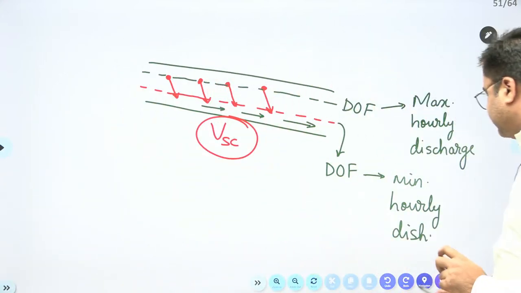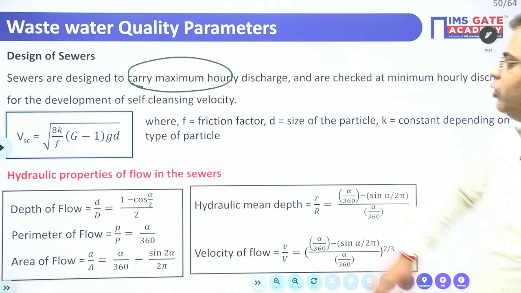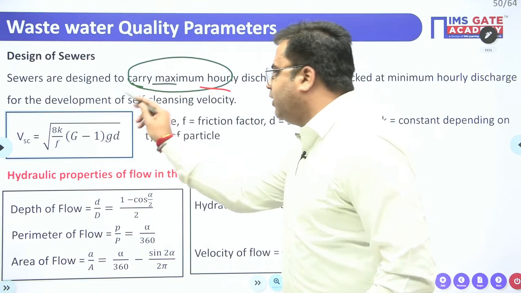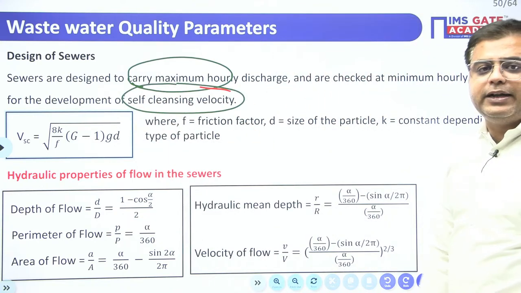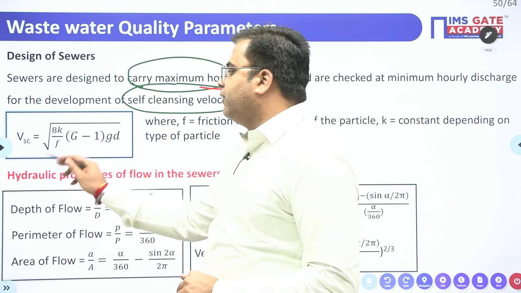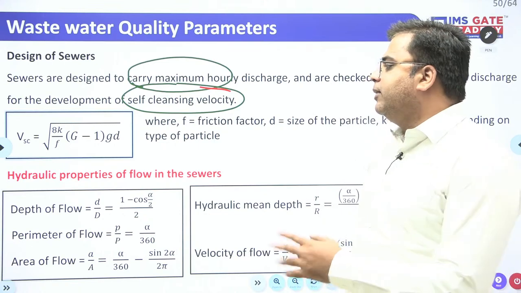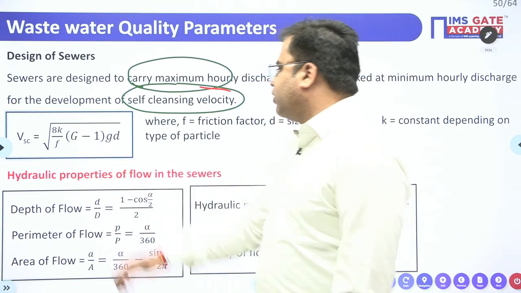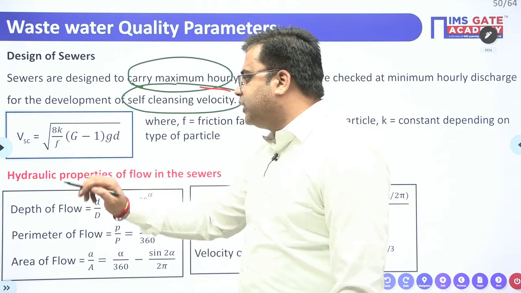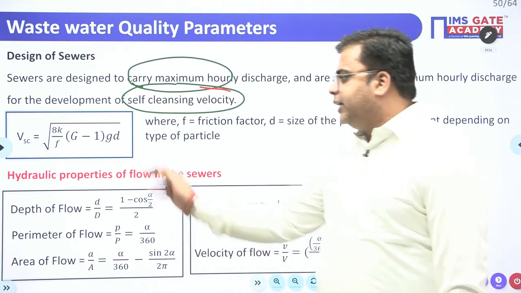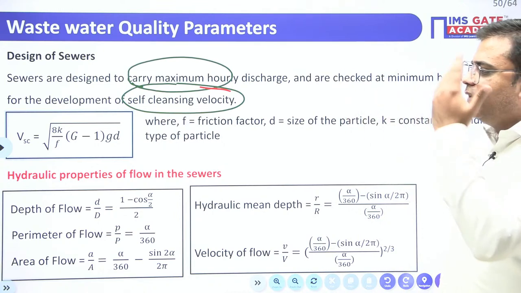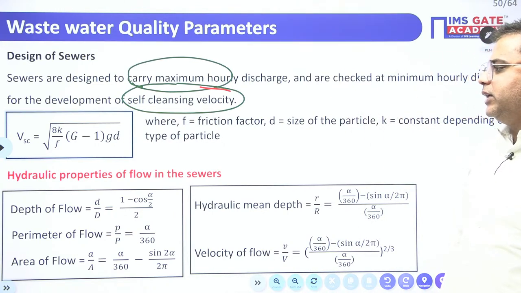So these sewers are designed to carry maximum hourly discharge, but they are checked for the development of self-cleansing velocity during minimum hourly discharge. The expression for self-cleansing velocity is the square root of (8k/f) times (G minus 1) times g d, where k is a constant which depends upon the type of organic matter present in the system, f is the friction factor, G is the specific gravity, small g is the acceleration due to gravity, and d is the size of the particle. The self-cleansing velocity can be calculated using this expression.